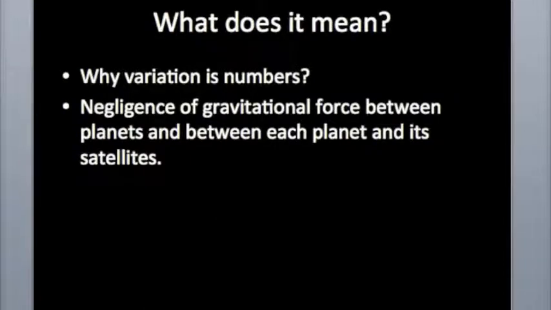This leads us to a what does it mean question. So as we saw, the model produced numbers that are relatively accurate to how long it takes Earth and the other planets to revolve around the sun. There is some variation between the predicted values and theoretical values. For example, it takes Earth 365.25 days to revolve around the sun, but the model predicts 366.05 days. The difference may be due to the negligence of gravitational force between planets and between each planet and its satellite. This concludes Lab 5.